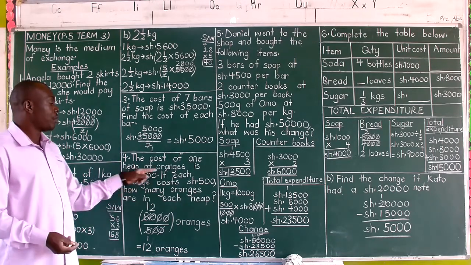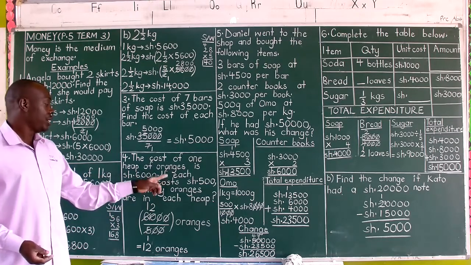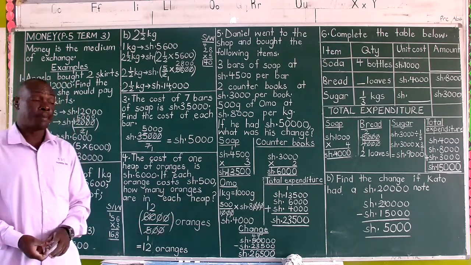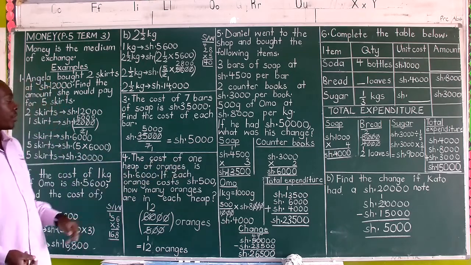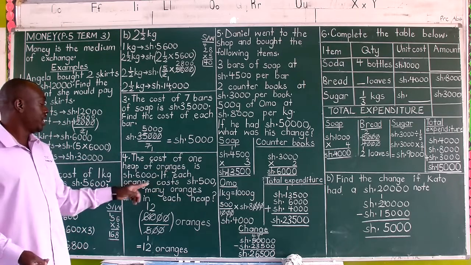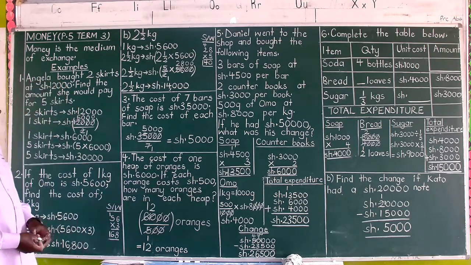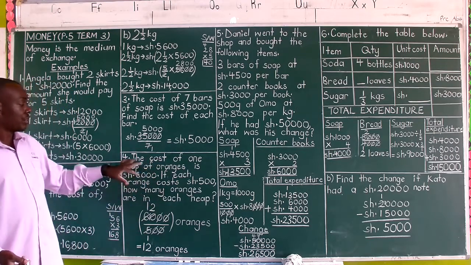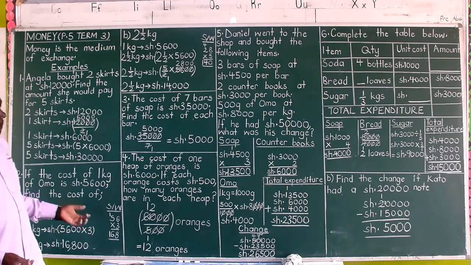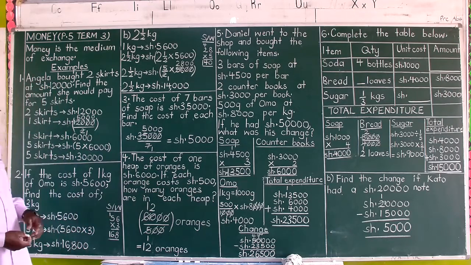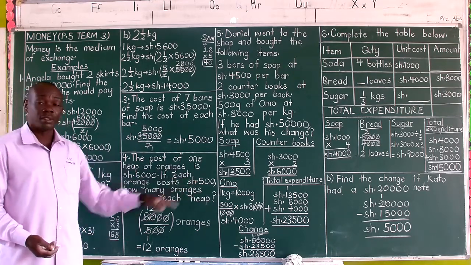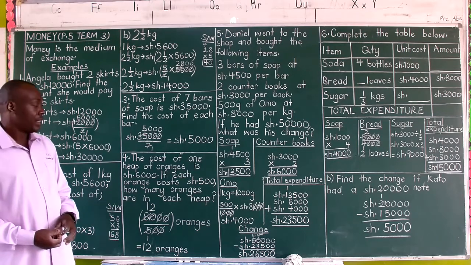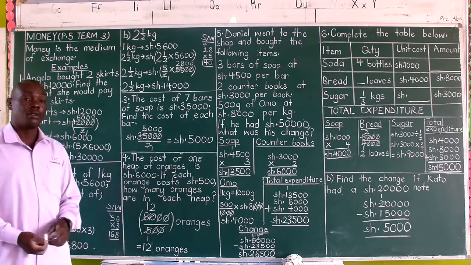The cost of 1 heap of oranges is 6,000 shillings. If each orange costs 500 shillings, how many oranges are in each heap? So this is a question. We've got oranges that are sold in heaps, and a full heap costs 6,000 shillings. And given that 1 orange costs 500 shillings. So the examiner wants to know how many oranges make up each heap in case each orange is sold at the same amount, 500.